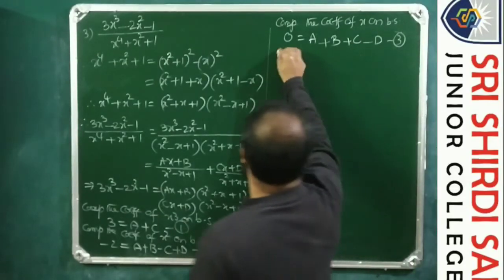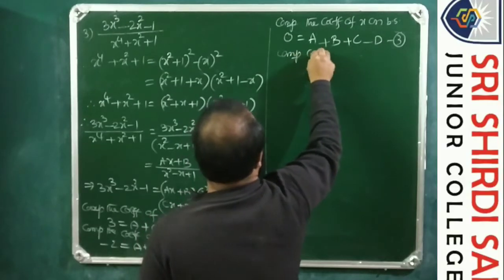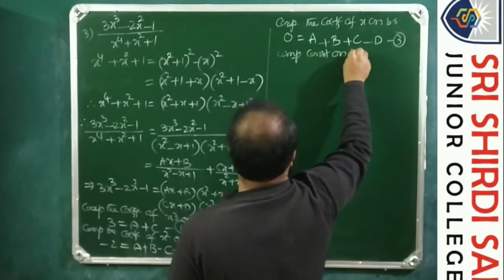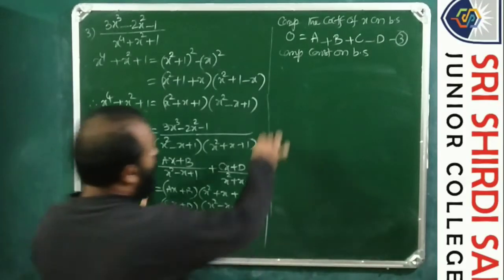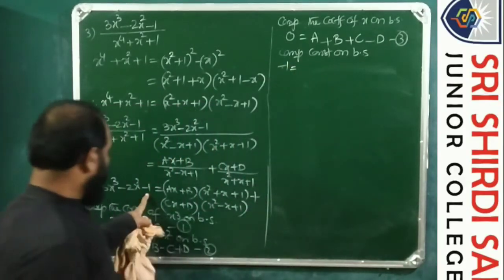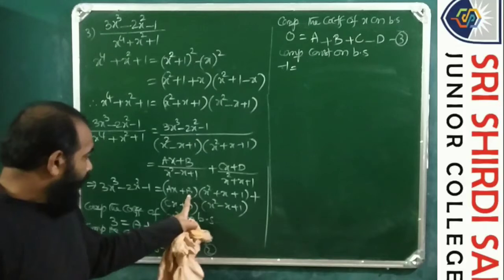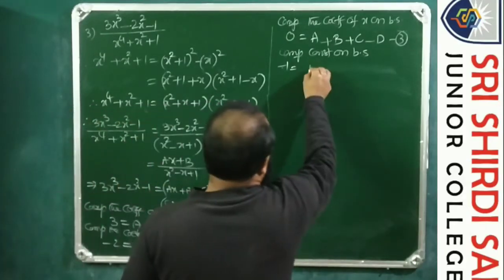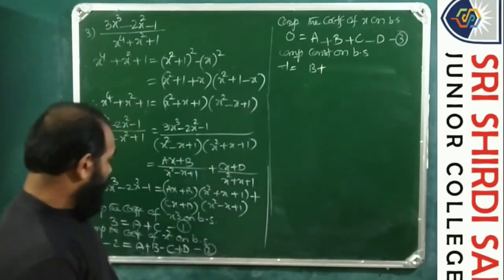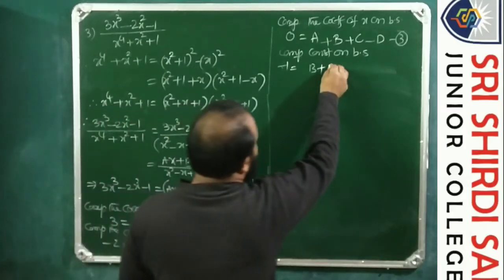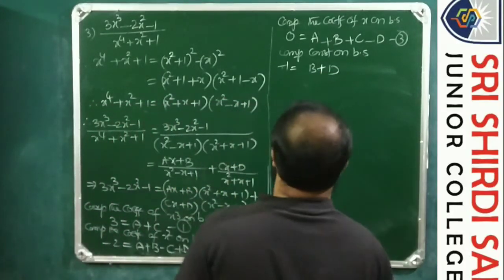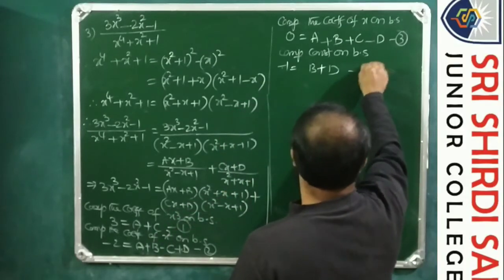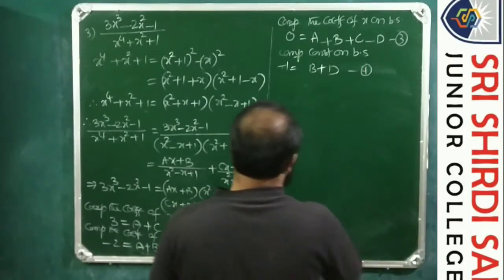And comparing constants on both sides. Constant on LHS is minus 1 equals here b into 1, b, plus d into 1, d. So b plus d is equal to minus 1. Let us suppose that this is the fourth equation.